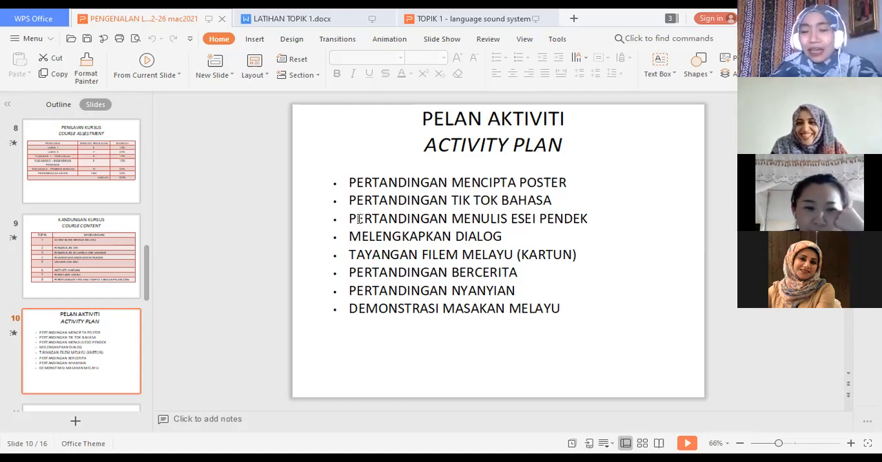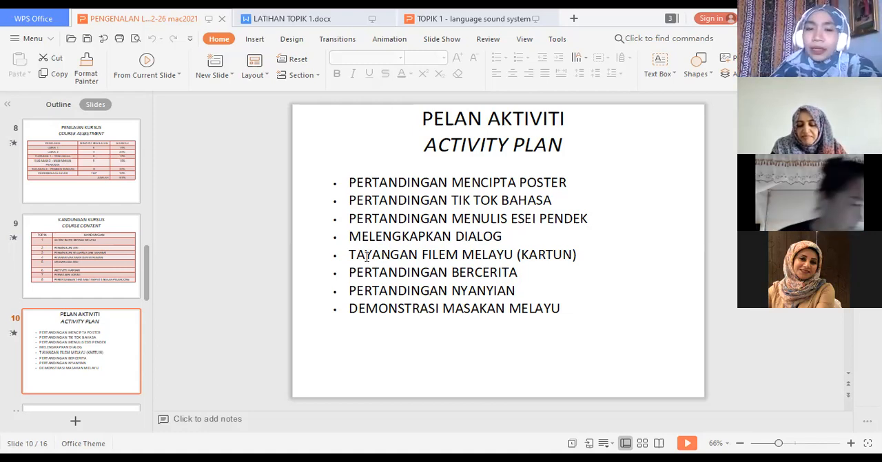The number three, pertandingan menulis esei pendek. That means a writing competition, a short essay writing competition. All of the competitions are in Bahasa Melayu: writing in Bahasa Melayu, creating the poster in Bahasa Melayu, TikTok in Bahasa Melayu. Number four, melengkapkan dialog. That means you have to complete the dialog. They give you a cartoon without dialog, so you put in what the cartoon is trying to say.